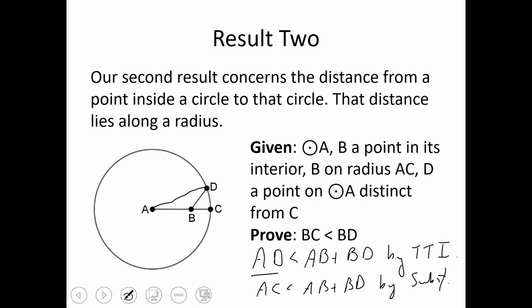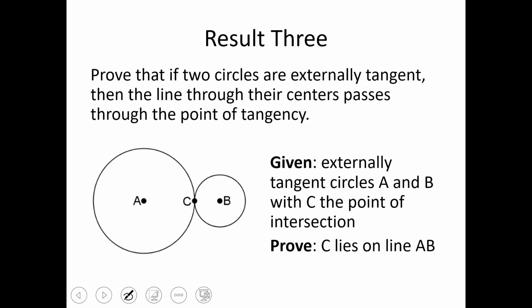But think about, and I'll just talk through the rest of it, think about the AC. AC is AB plus BC. So now do that substitution. I'll then have AB plus BC is less than AB plus BD, and I can subtract AB from both sides. And I'll get BC is less than BD. And that's the result. So notice that it's just the triangle inequality followed by very simple work, mostly algebra.